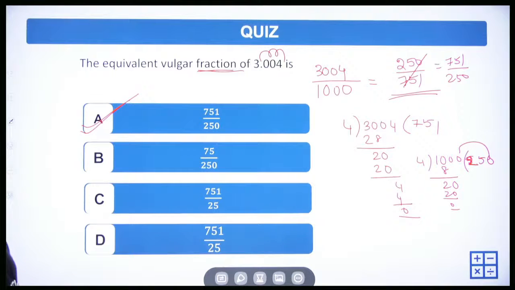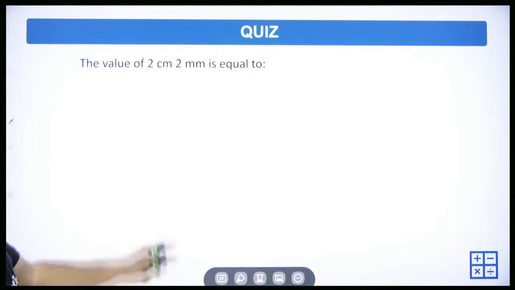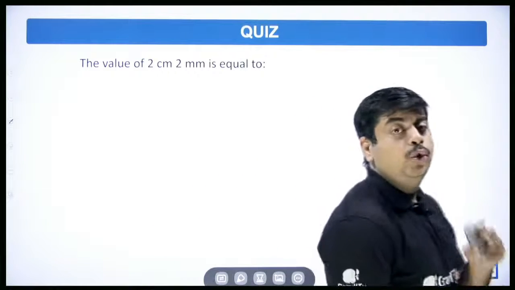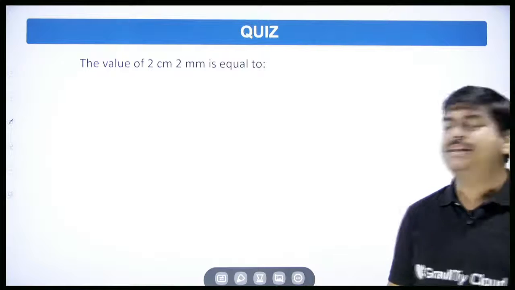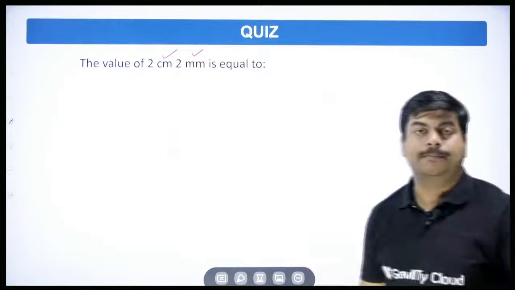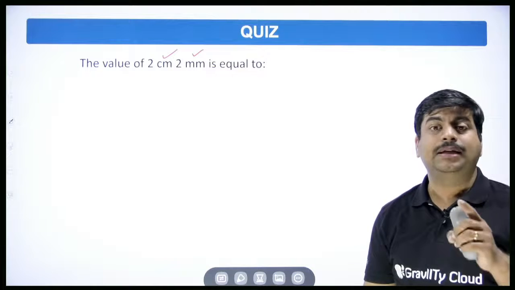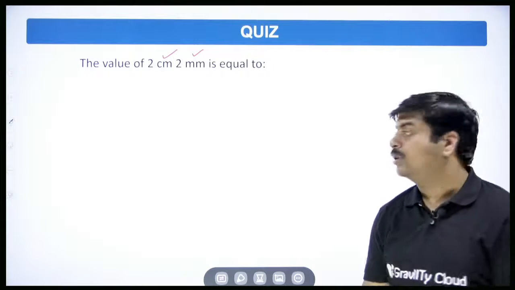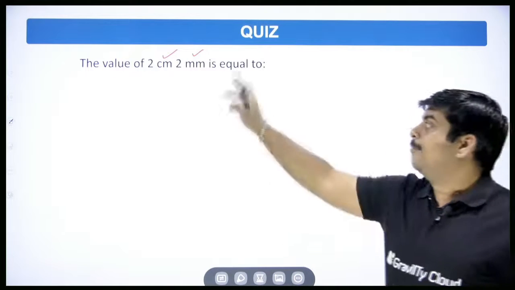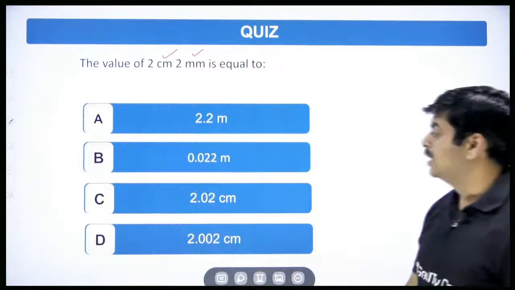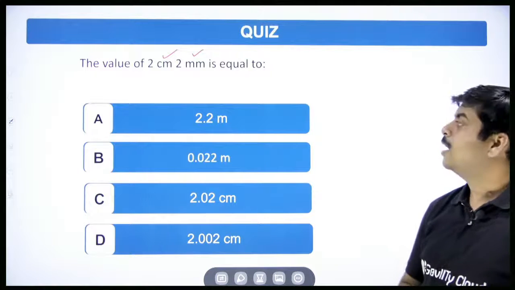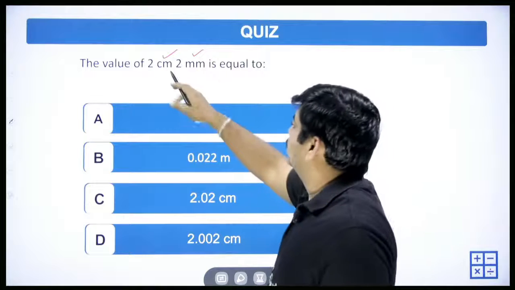Moving ahead, the value of 2 centimeters 2 mm is equal to: the value of 2 centimeters and 2 mm. You can carefully see, this is in terms of centimeters and this is in terms of millimeters. Both are not the same. You need to convert either centimeters into millimeters or millimeters into centimeters. And the question is in terms of meters, so let's try to see that.